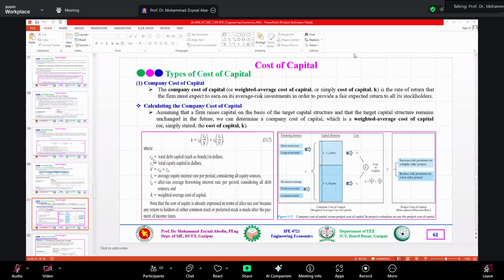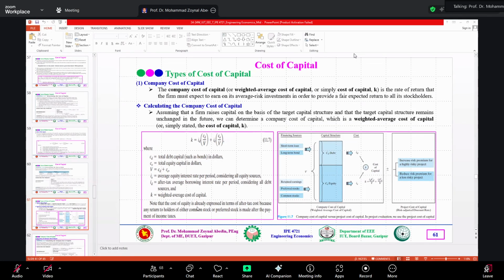Okay. So where CD is the total debt capital, such as bonds, in dollars; CE is the total equity capital in dollars; V is the total value, CD plus CE; and IE is the average equity interest rate per period considering all equity sources; ID is the after-tax average borrowing interest rate per period considering all debt sources. And K is the weighted average cost of capital, or company cost of capital.